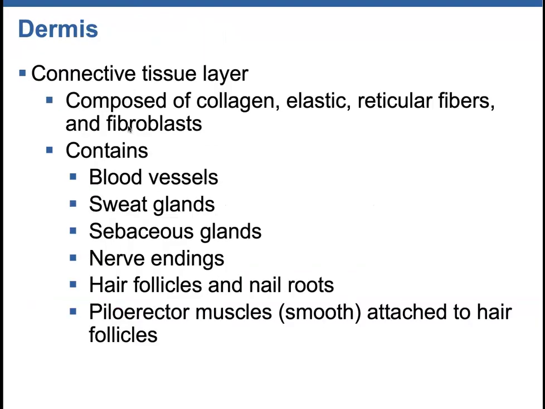Then the dermis is the next layer down below the epidermis, sorry, and it's composed primarily of connective tissue that is called collagen, elastic, and reticular fibers. The cells that are primarily found throughout the dermis are called fibroblasts, and these are the ones that make the collagen fibers and the elastic fibers. The dermis also has blood vessels, sweat glands, what we call sebaceous glands, and nerve endings. The hair follicles originate there, and the nail roots as well, and then the arrector pili muscles that attach to the hair follicles.